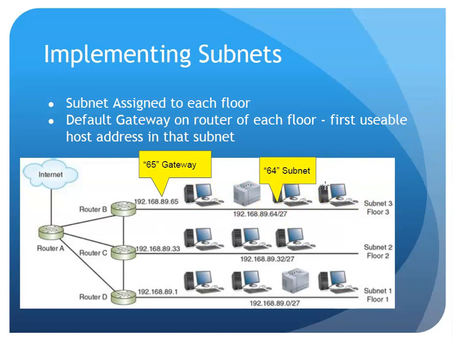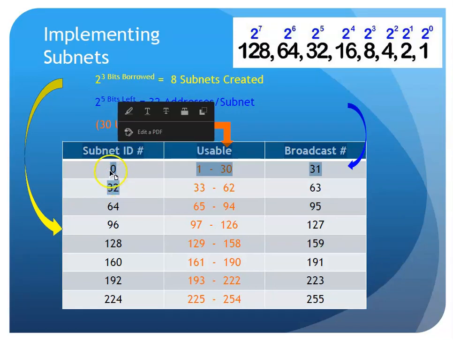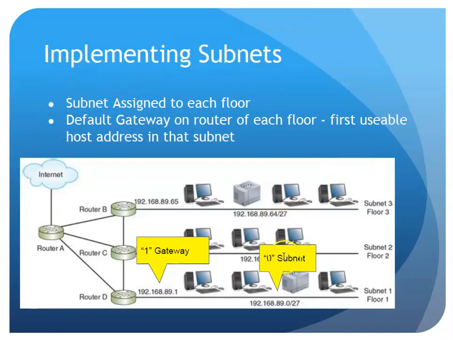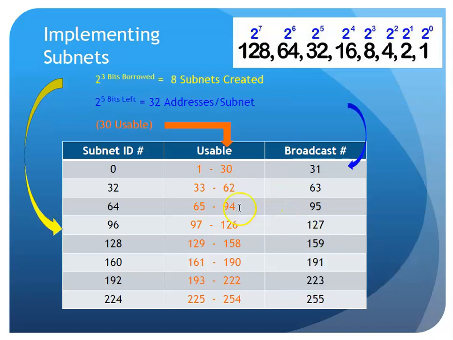That's how we start implementing. So I'm going to back up to my chart here. I start assigning these subnet numbers to the networks. In this case, we went over here and said 0 subnet, 32, 64. We're saying that floor, that network. And then these right here become the router interfaces, addresses we use for printers, addresses we use for workstations, etc. These are the usable addresses we're going to use for that subnet.